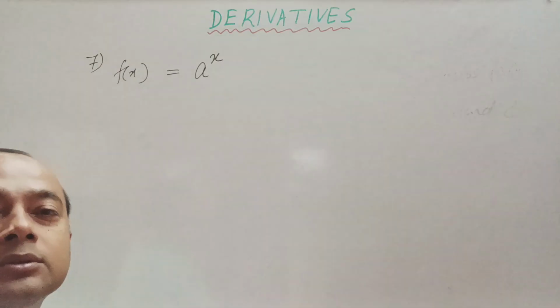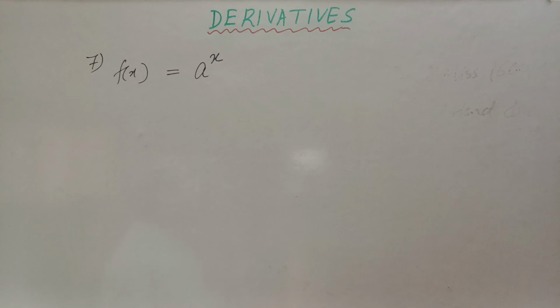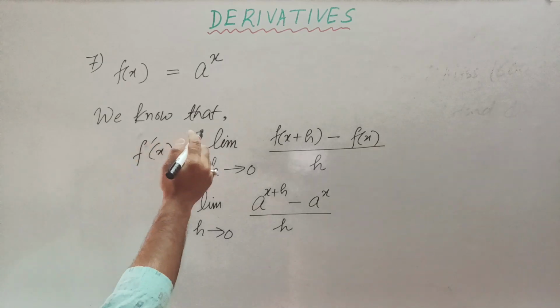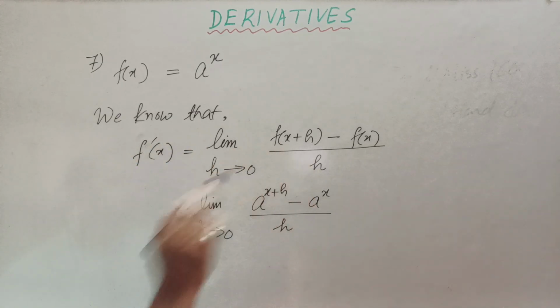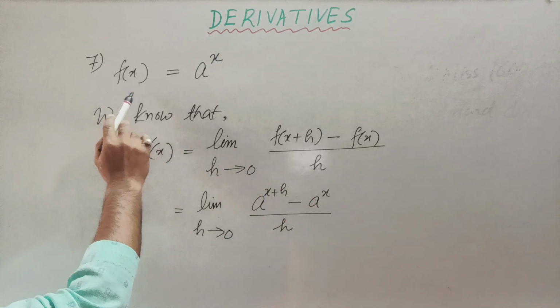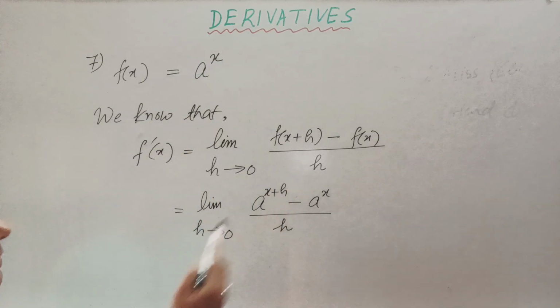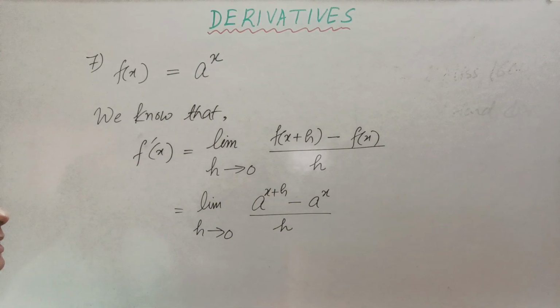Example 7, we switch over to exponential function now. f(x) equal to a to the power x. So the beginning is same. We know that. Again the first principle formula. So if f(x) equal to a to the power x, f(x plus h) minus f(x) should be a to the power x plus h minus a to the power x.